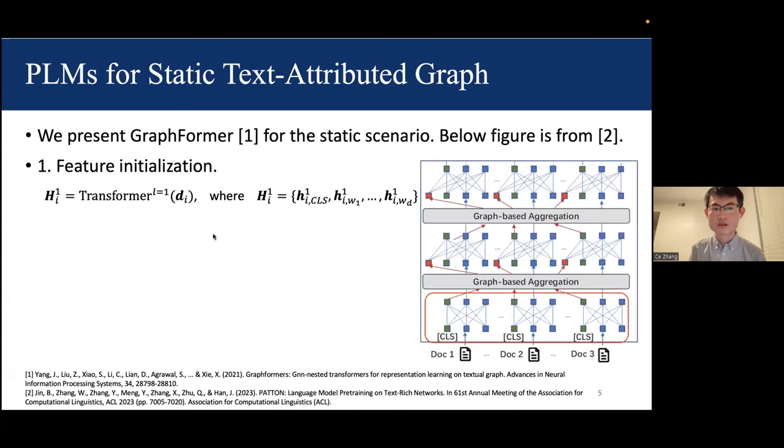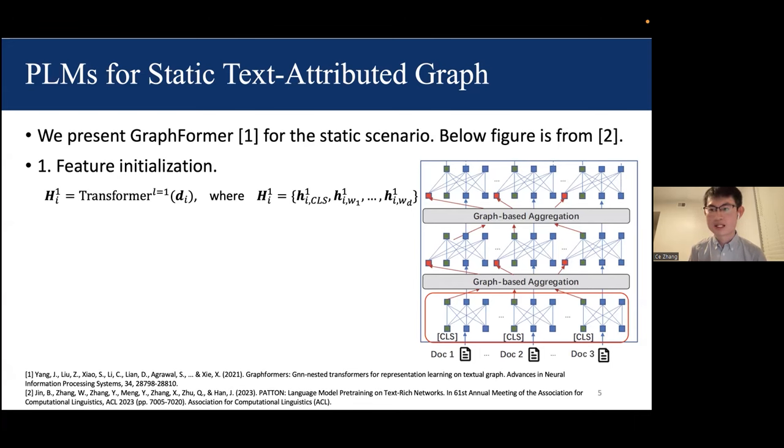Specifically, I present a model called Graphformer for the static scenario. This model is illustrated by the figure on the right-hand side. Similarly, we suppose we have three documents connected as a graph structure, and we want to learn embeddings for these three documents. The first step is feature initialization. Because each document is a sequence of words, we input the sequence of words into a one-layer transformer, and then we obtain their initial embeddings.